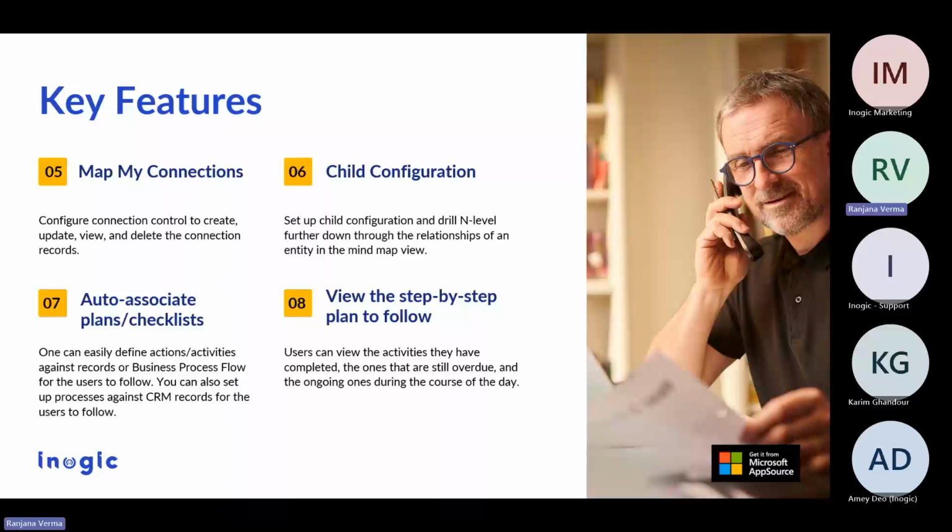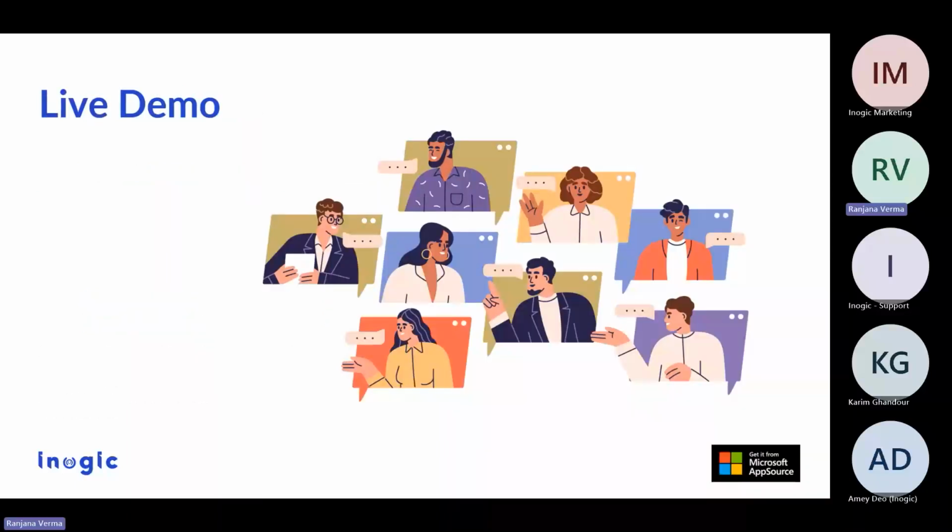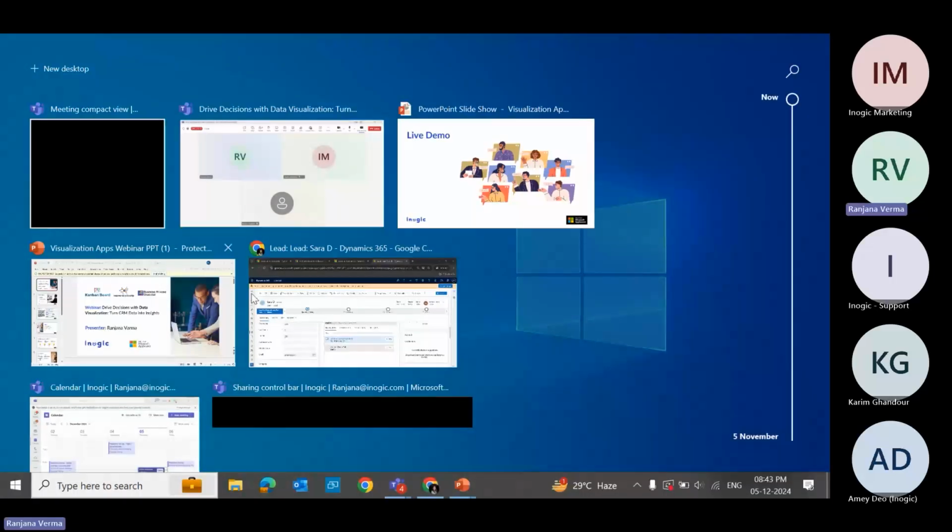The next one is Map My Connections. Again, a part of MMR itself, but with a slight difference in the connection part, which I'll take you through. Then comes child configuration and business process checklist, and its step-by-step follow plan. Business process checklist will allow you to create your own custom plans and activities against it. Another cool thing that we have. So I'll take you through the live demonstration of these three tools. Let me go back and switch to my CRM, that is this one.